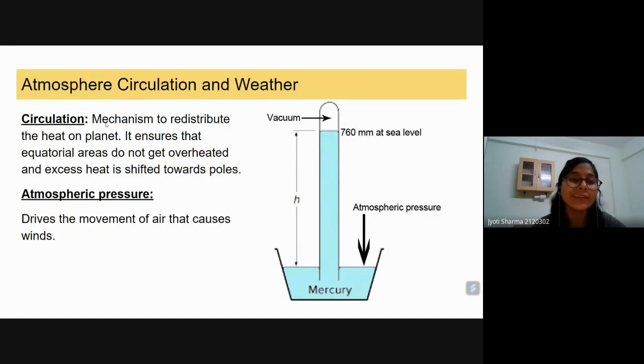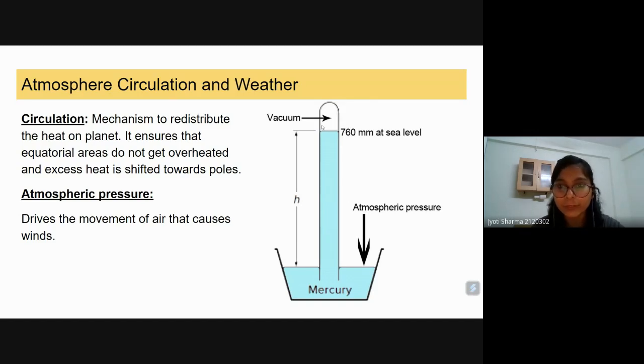And how can it redistribute the heat on the planet? So here is the factor, that is the atmospheric pressure, which is important for the circulation. What this atmospheric pressure does is drive the movement of air that causes wind. So let me talk about what atmospheric pressure is and why we measure it in mm of mercury.